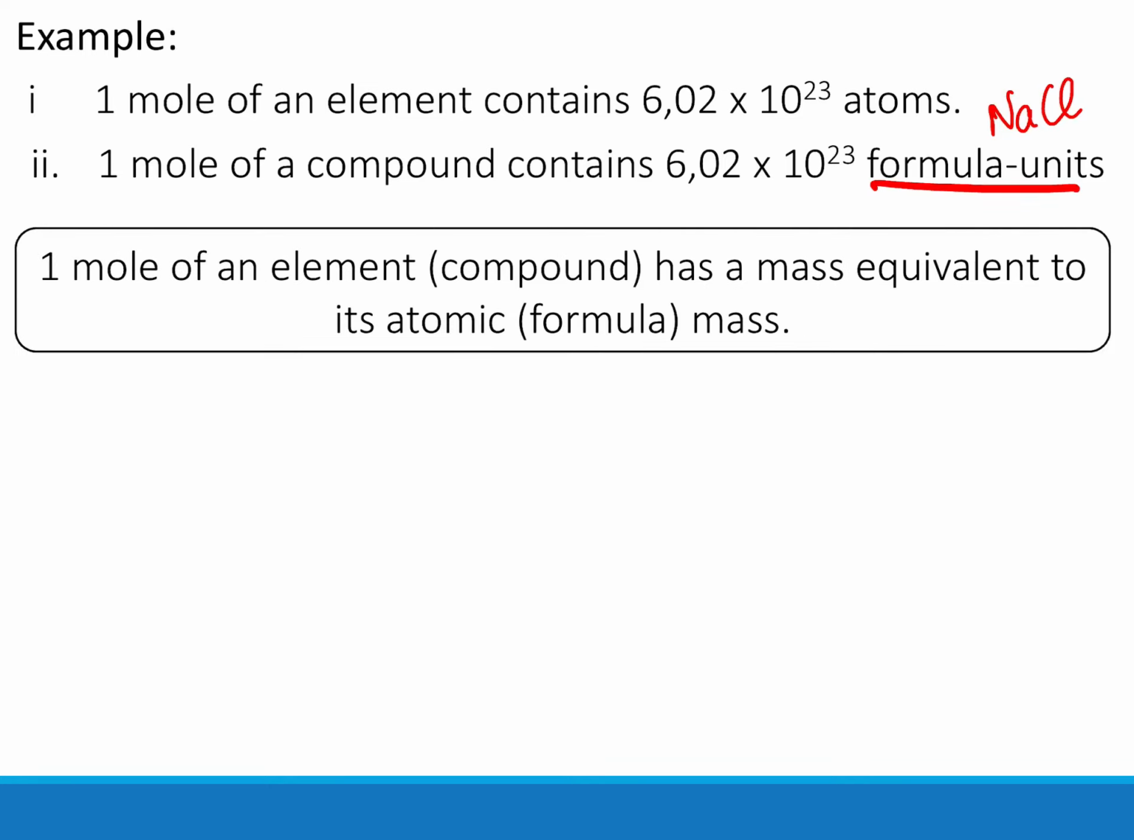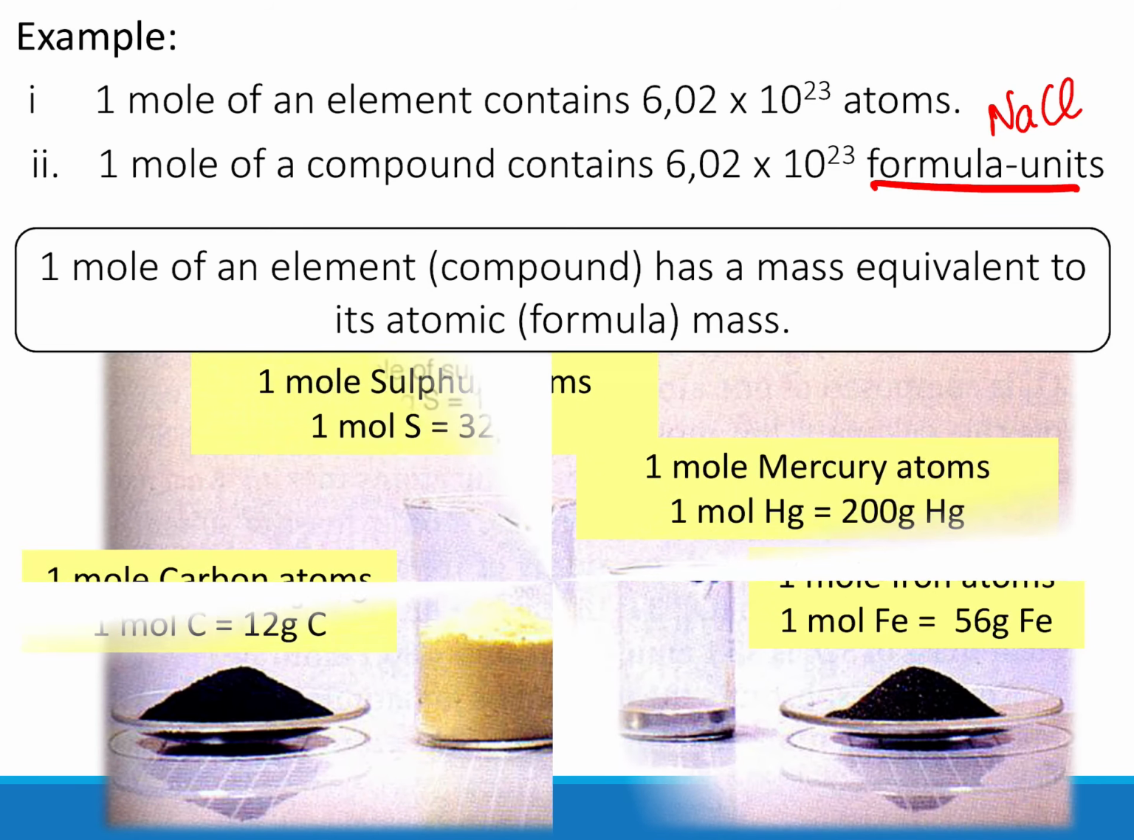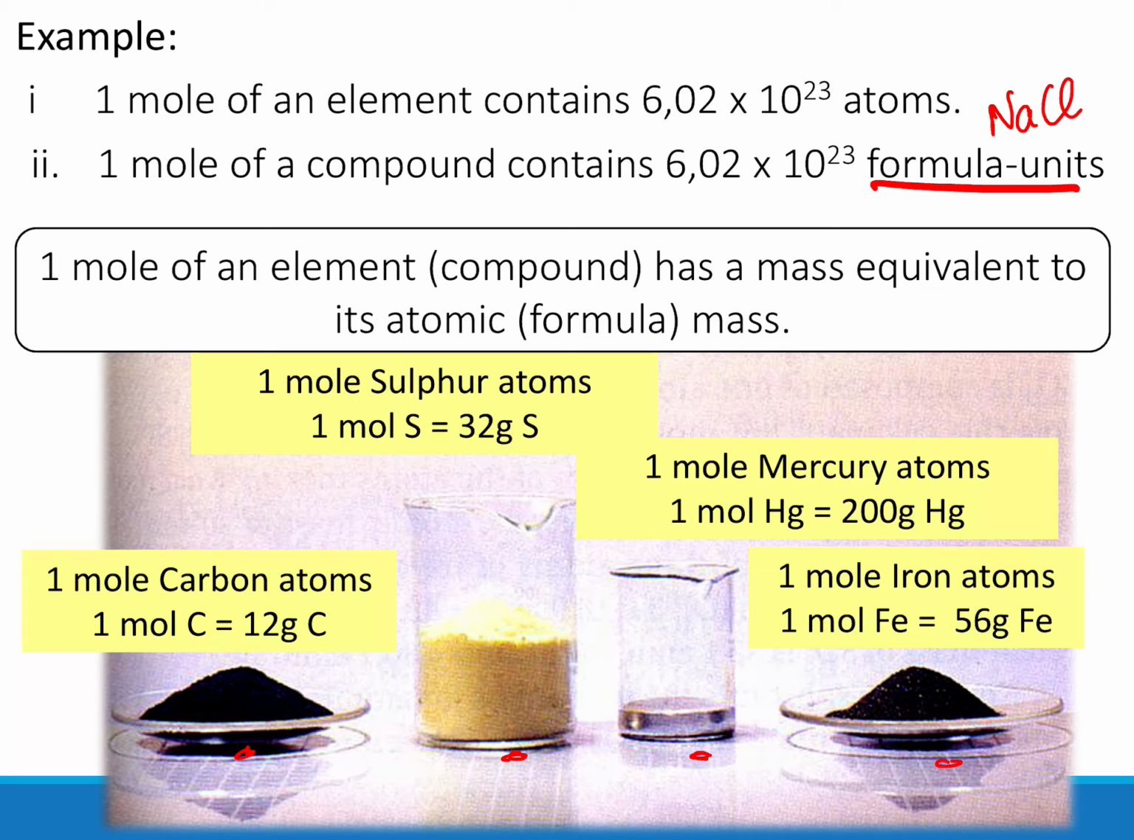1 mole of an element or a compound has a mass equivalent to its atomic mass or its formula mass. So now, if we take what we just did, we can convert that into a molar mass, okay? So we'll get that in a second. Now here, just so you can see, each of these substances is 1 mole, but they all have a different mass. So 1 mole of carbon atoms is 12 grams. 1 mole of sulfur is 32 grams. 1 mole of mercury, which looks really small, is 200 grams. 1 mole of iron is 56 grams. Each of these 4 things represents 1 mole. That mole means that each of these things has 6,02 times 10 to the 23 atoms in them, okay? And it really doesn't matter that they're different.